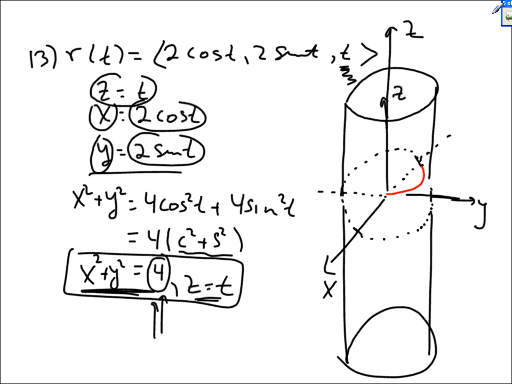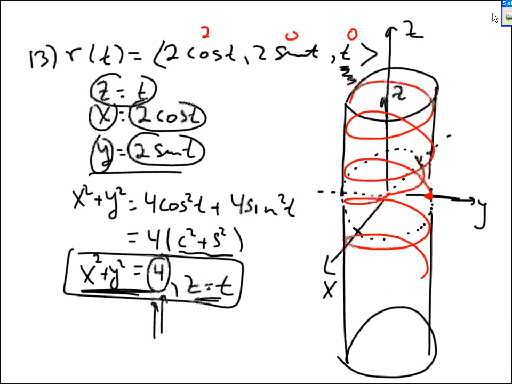Let's see, when t is 0, sine of t is 0, so cosine is 2. Okay, so sorry, it starts out here, and it just spirals around. But nonetheless it fills up this cylinder. It makes this cylinder. Actually, what's in red is the graph, sorry. What's in red is the graph.